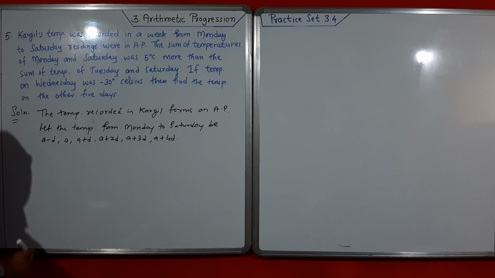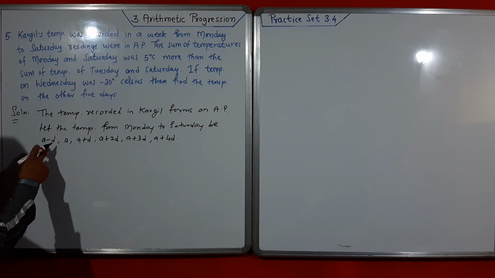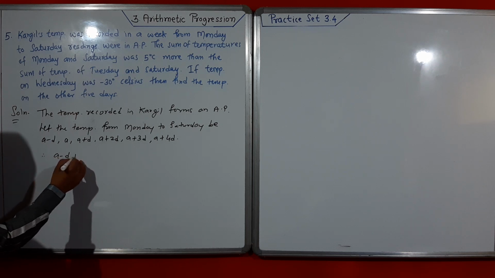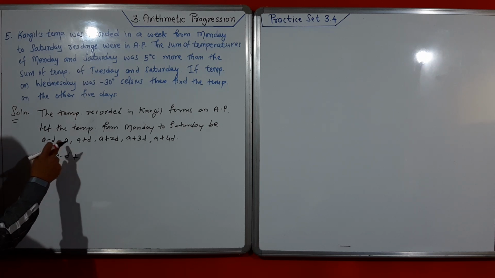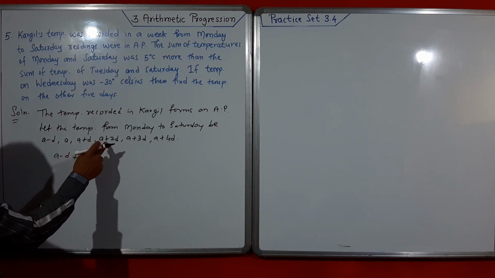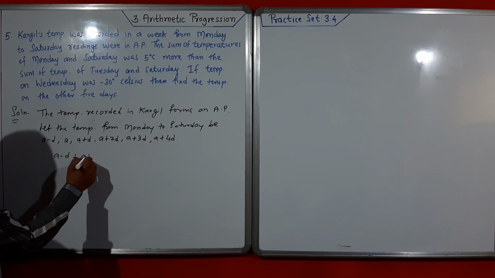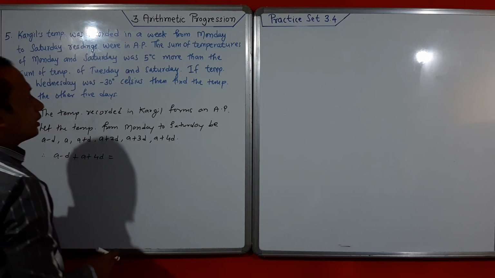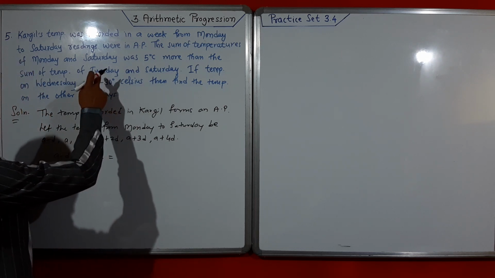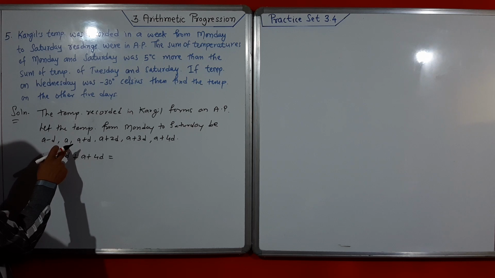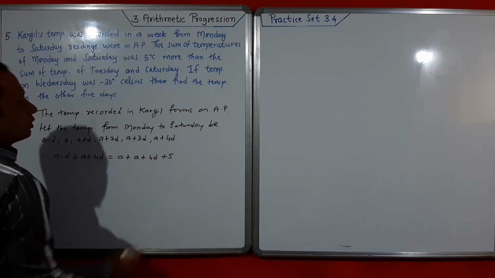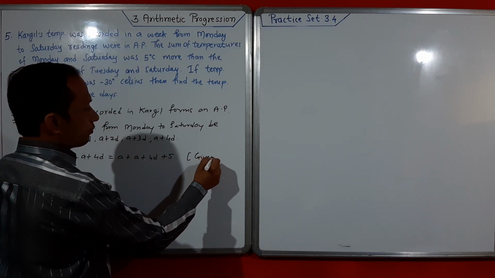Now the given condition. I will write Monday and Saturday. What is the temperature on Monday? Monday is first, a minus d. The temperatures go from Monday, then Tuesday, Wednesday, Thursday, Friday and Saturday, a plus 4d. This is equal to, it is 5 degrees Celsius more as compared to Tuesday and Saturday, so Tuesday plus a plus 4d plus 5. This is the given condition.